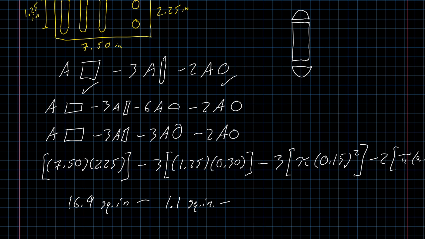All right, then I've got pi times 0.15 squared, which comes out as 0.07, etc., etc. But I've got three of those, so it looks like that's going to come out at 0.21. And then the last circle, pi times 0.15 squared, and then two of those comes out at 0.14.